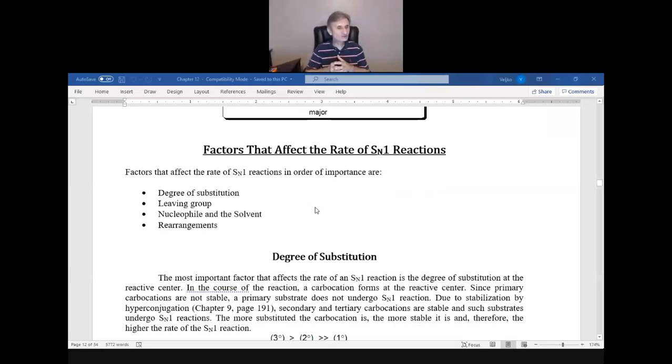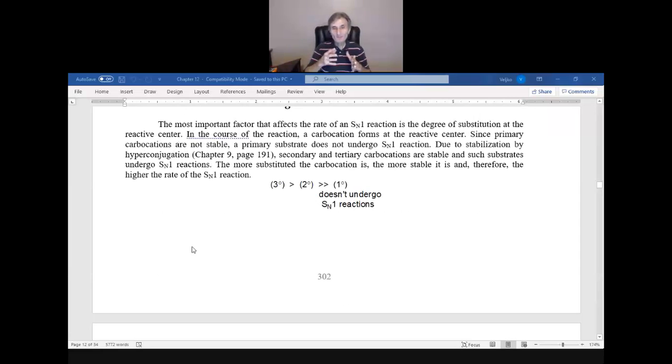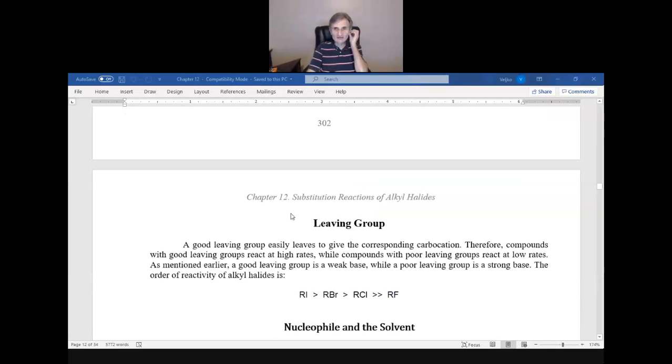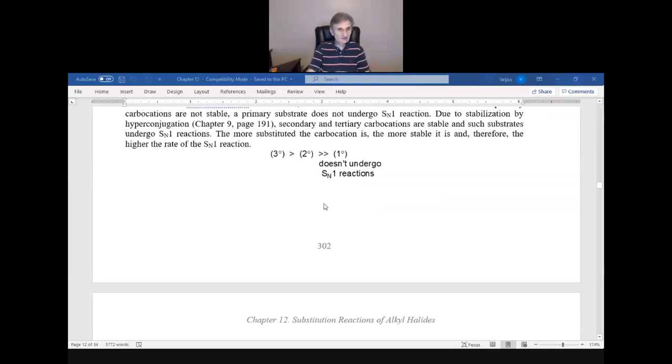And so now we should look at factors that affect the rate of SN1 reactions. And those are degree of substitution, nature of the leaving group, nature of the nucleophile and the solvent, and rearrangements. That's a very important factor last time. So degree of substitution reflects stability of carbocations. So tertiary react readily at a very fast rate, then secondary, primary don't undergo SN1 reactions. That's because primary carbocations are unstable. Tertiary carbocations are very stable, and so they readily undergo reactions.